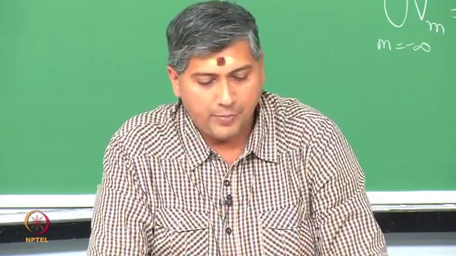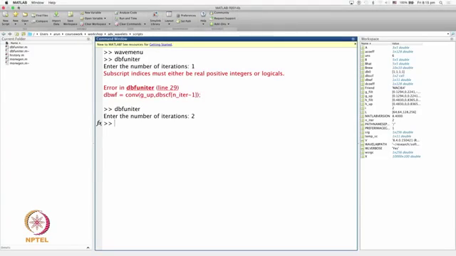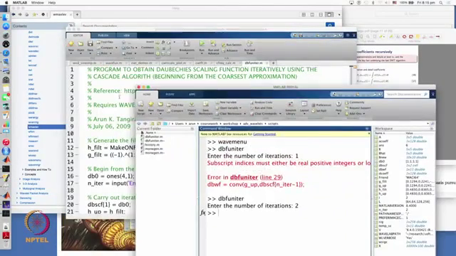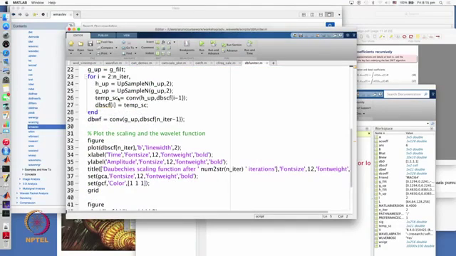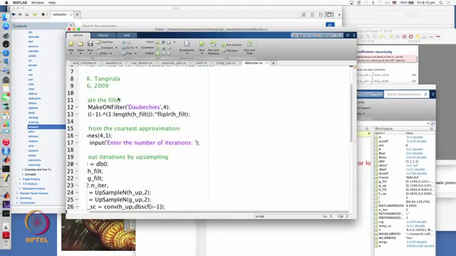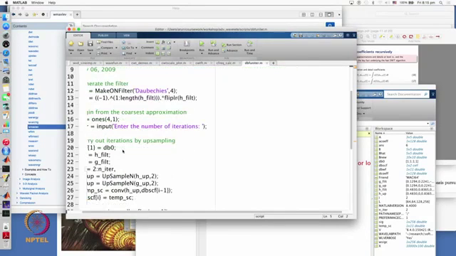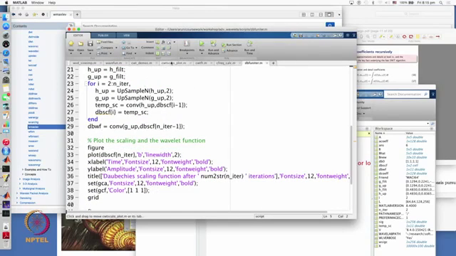I have written a script here that performs the iterative algorithm that I just outlined. The script is shown here, and you should be able to get it from the web. When we post the lecture notes, we will also post the script. Let me run the script and show you how the iterative algorithm works.